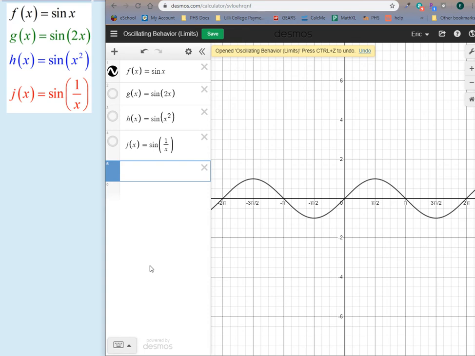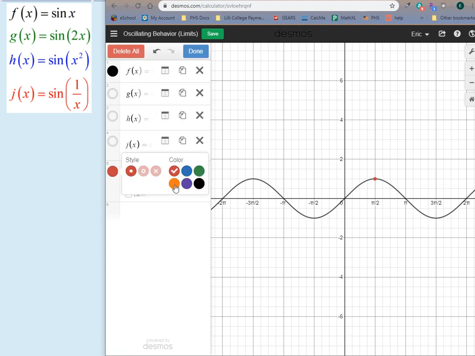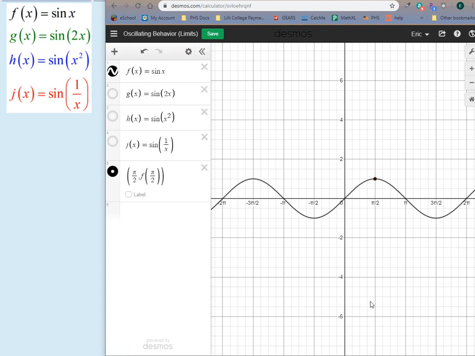Good. So kind of another cool little trick, I could do the point pi halves. And I've already defined the function up here, f of x is sine x, so I could just do f of pi halves, and there's my point, right? Let's make that black. Okay? Make sense?